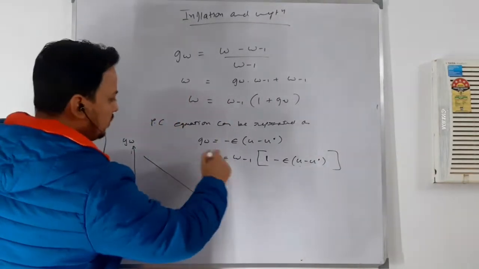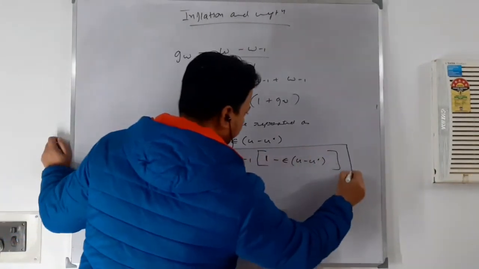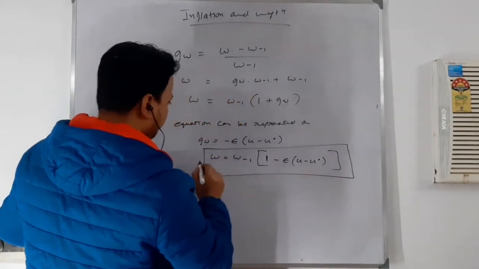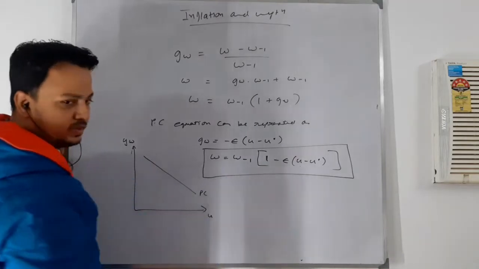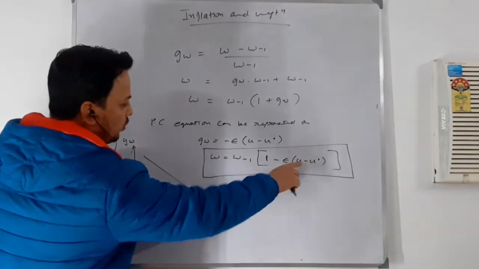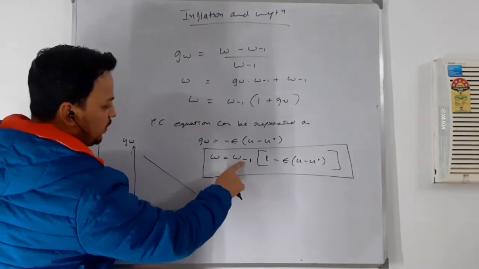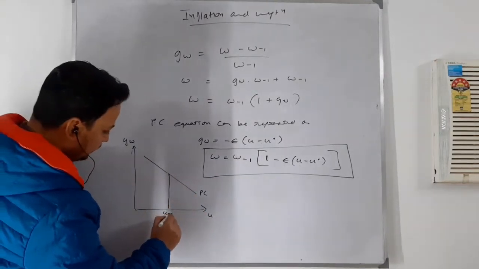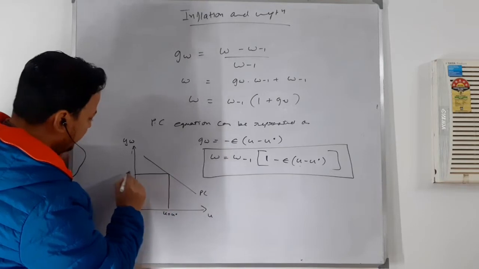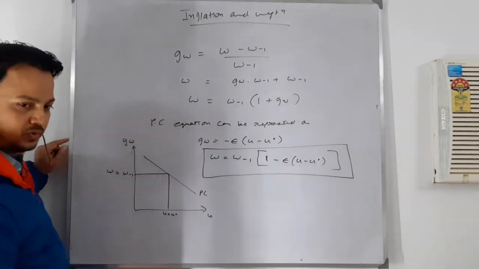So I will be using this equation. Okay, this equation. Now, this is my Phillips curve that is showing a negative relationship. When u equals u star, my current year wage will be equal to the previous year wage.